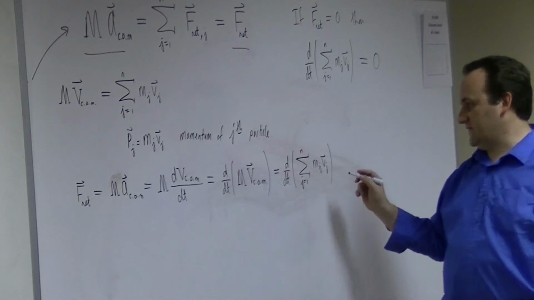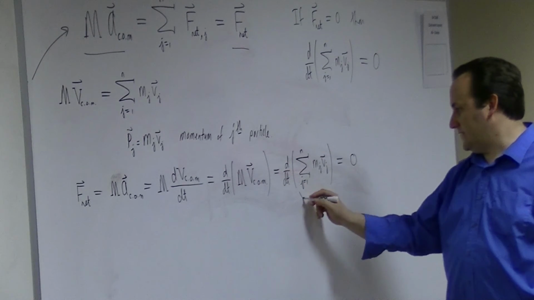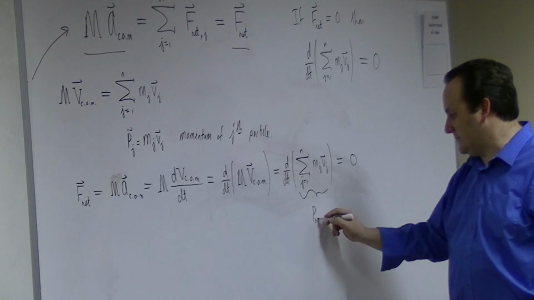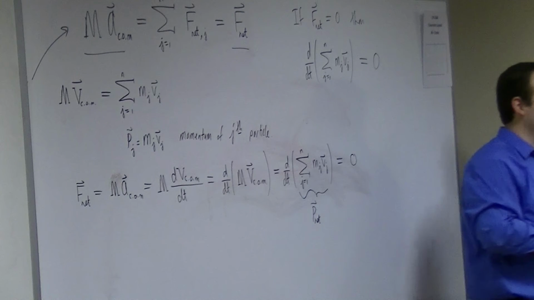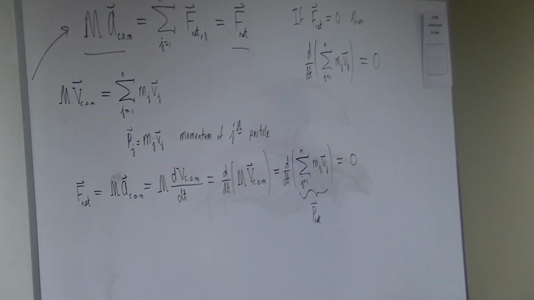So if the net force is 0, this thing right here is called the net momentum. This is the total momentum for the system. This shows that if the net force is 0, then the net momentum is conserved. Right? And this is how we're going to solve collision problems next class.